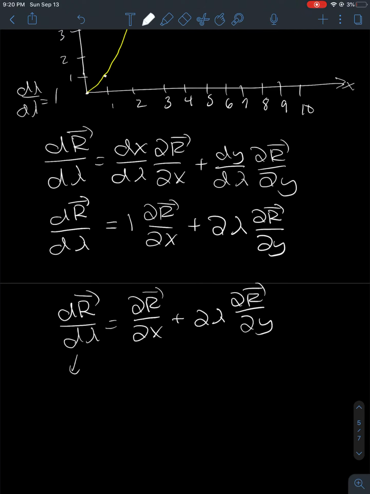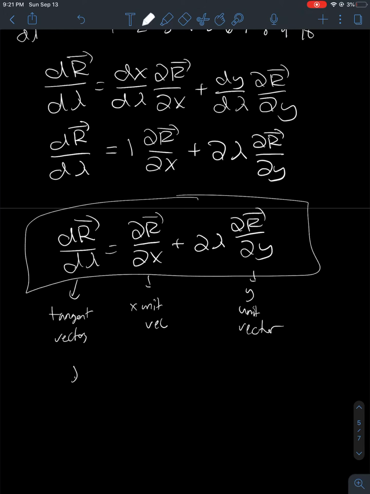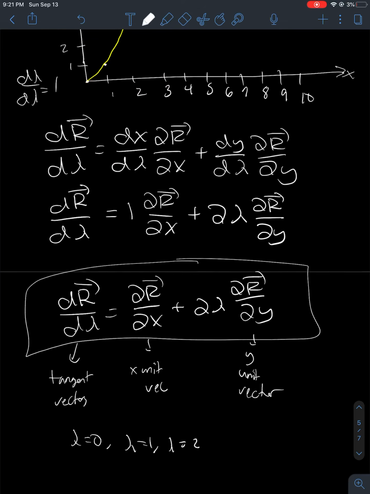Now, it's good to note that this is our tangent vectors. Here is our x unit vector. Here's our y unit vector. And as we can see, we have a tangent vector field where at different values of lambda, we are going to get different tangent vectors. So here we have a tangent vector field. Our tangent vector isn't constant throughout this path.